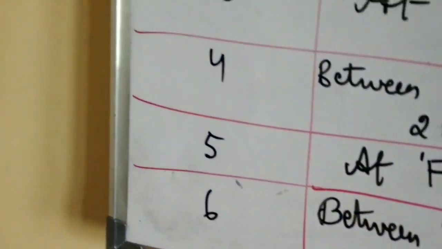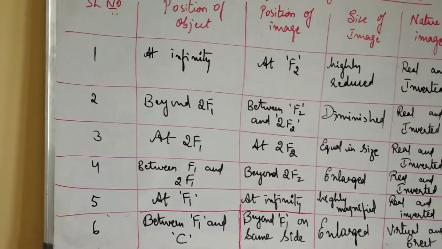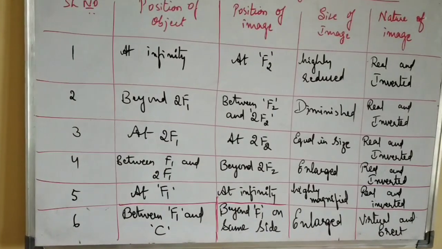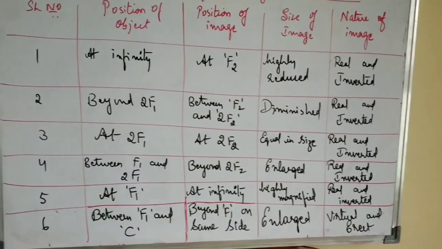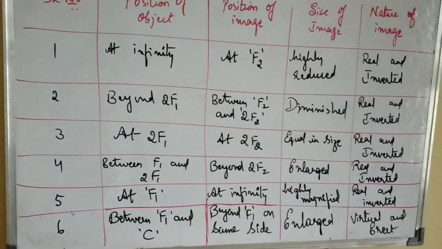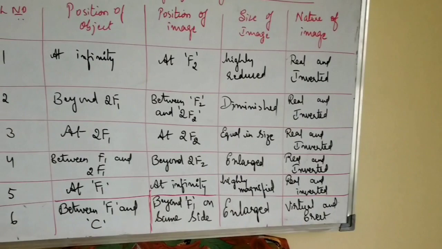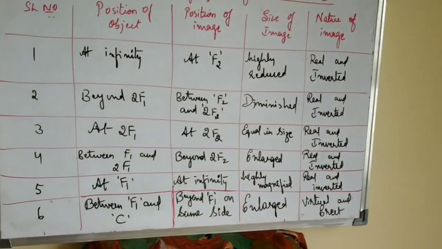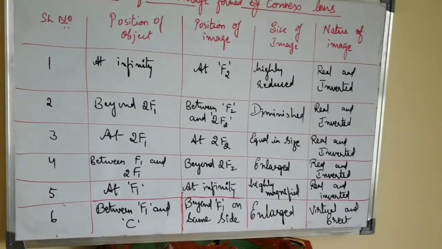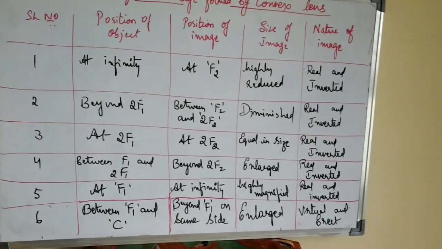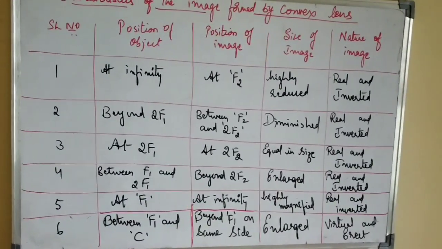It is not C, it is O. Okay, it is O. Now when the object is between F1 and O, the image is beyond F1 on the same side, which means the image is enlarged, but the image is virtual and erect. Why? Because the image is on the same side, it is behind the lens, and it is also behind the object. That's why the image is virtual and erect.